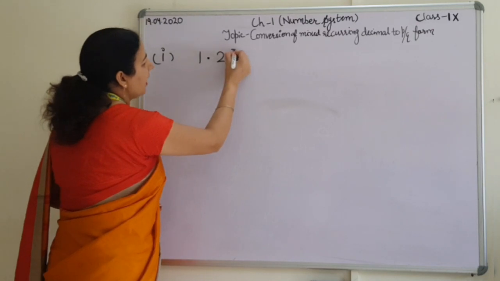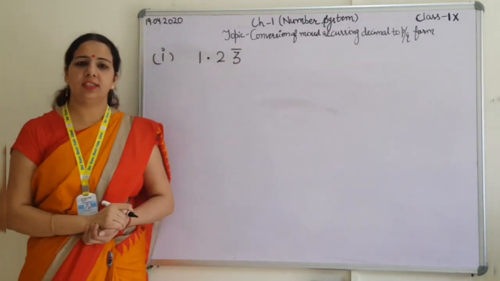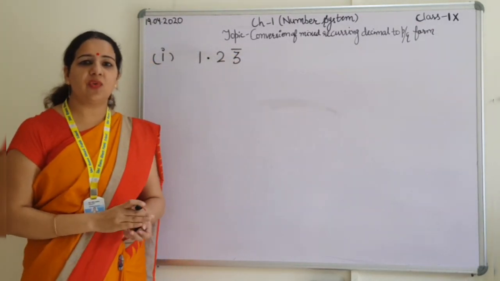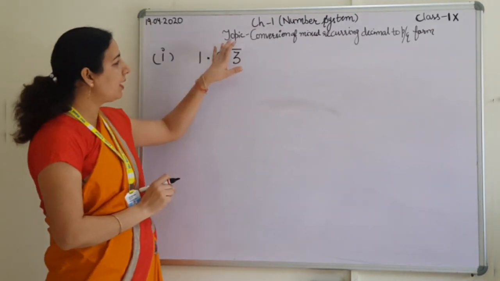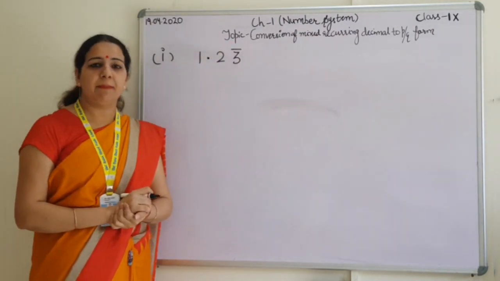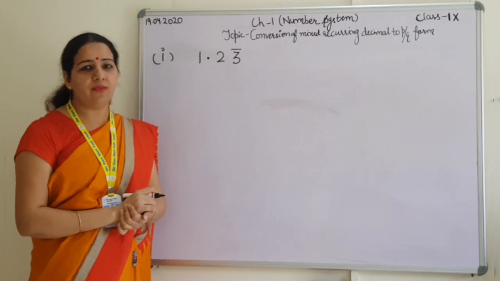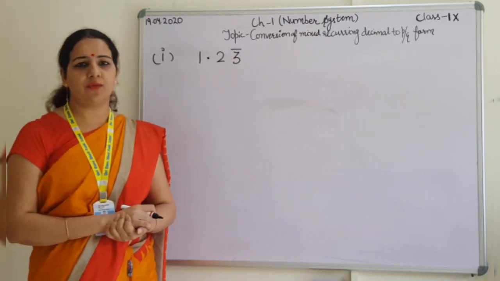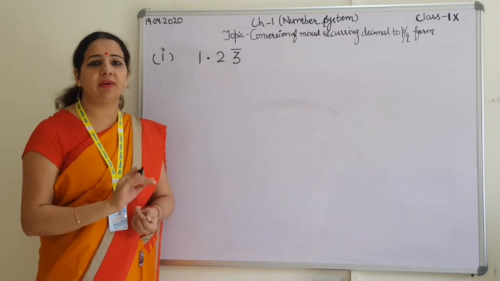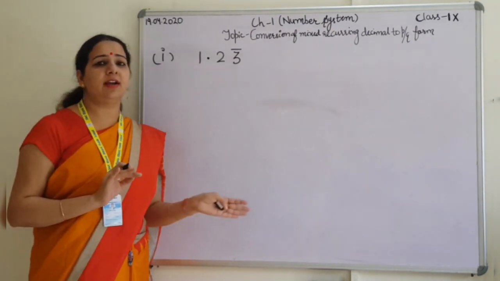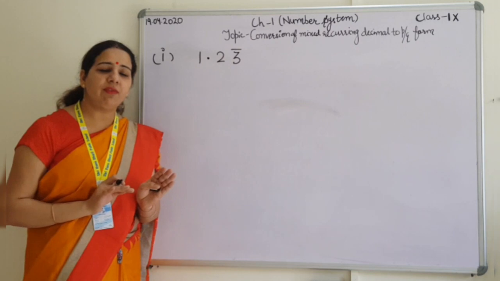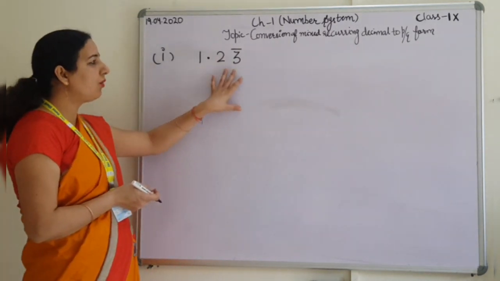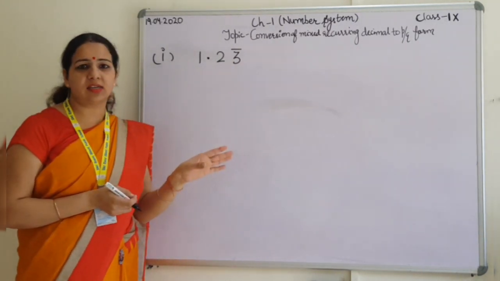1.23. This time the bar is only on 3. In the last class, what we did was when the bar is on both the numbers. But this time the bar is only on one number. We have 2-3 methods to solve these kinds of questions, but we are going to use the method that we have already done in the previous class. So first we will make the question as we have done in the last class.